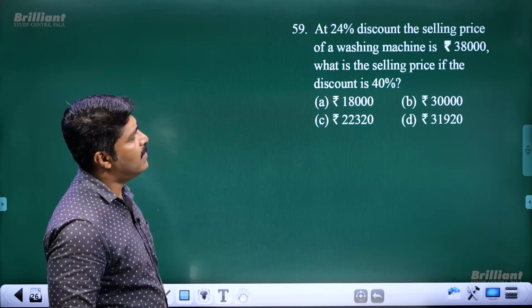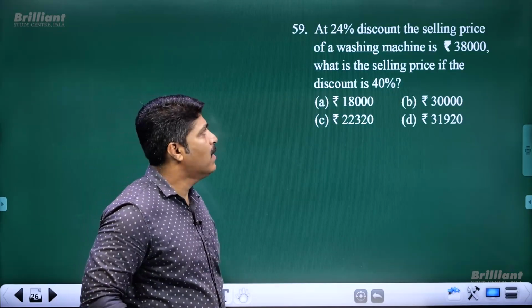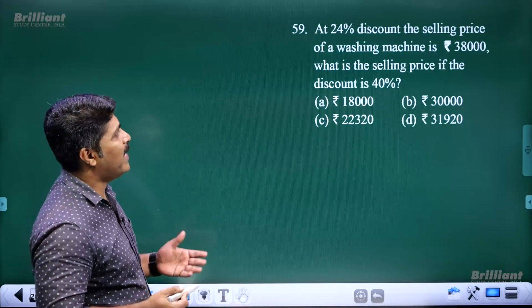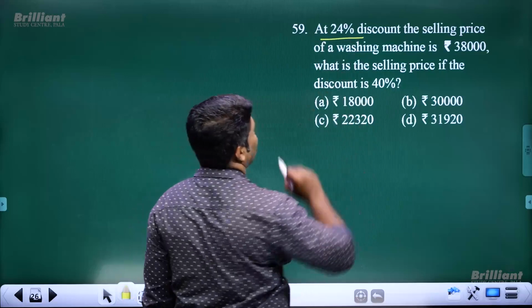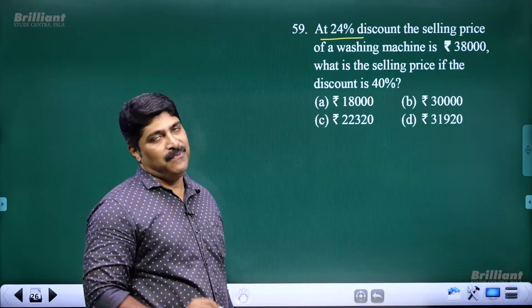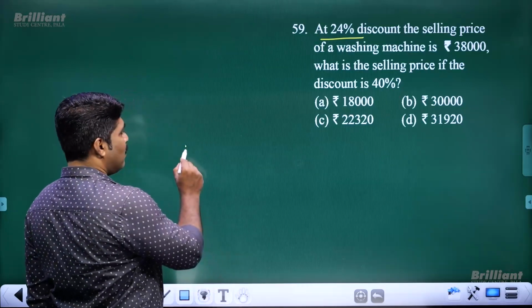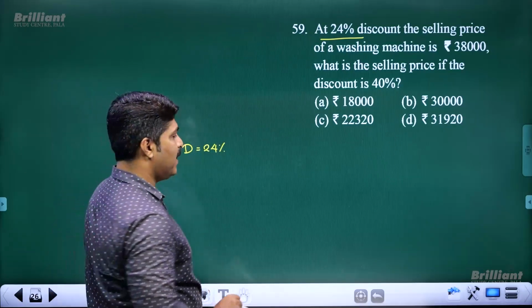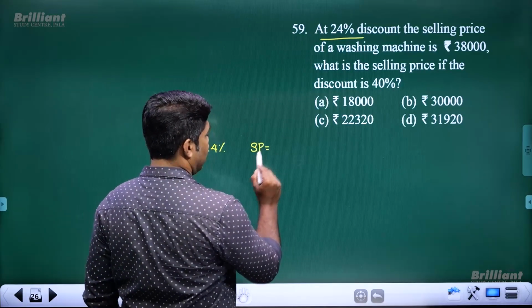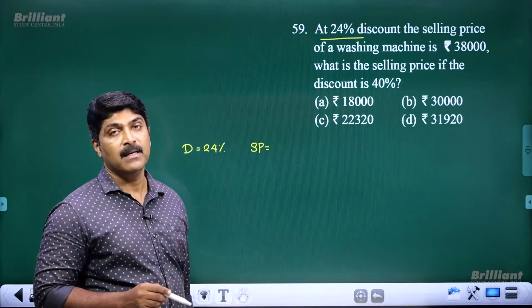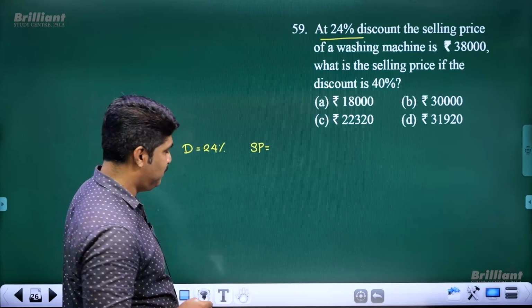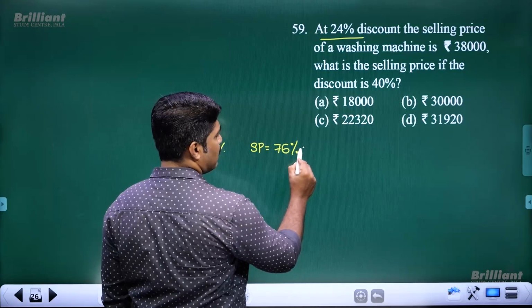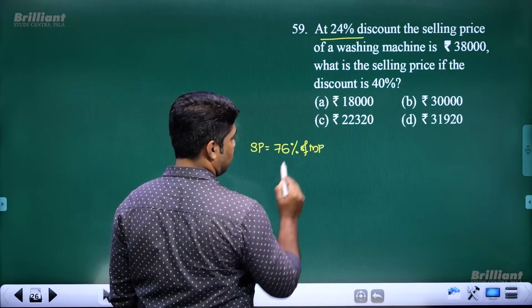At 20% discount, the selling price of a washing machine is 38,000. What is the selling price if the discount is 40%? So there you can consider a 24% discount. If there is a discount of 24%, what could be the selling price? Now the selling price is, you have to subtract this 24 from 100. So 24 from 100, this is 76. So this is 76% of the marked price.